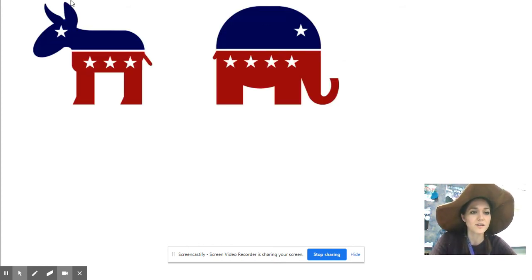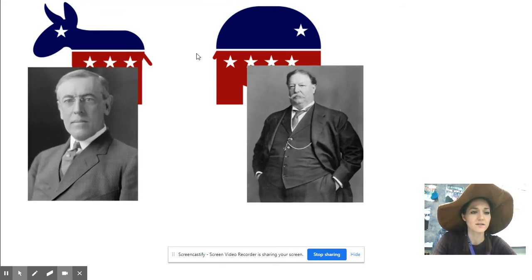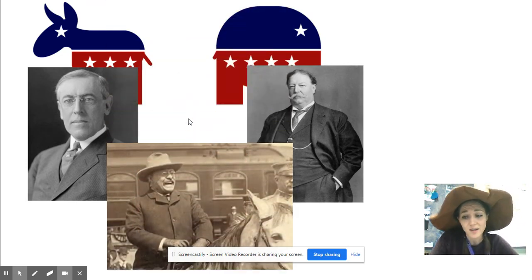The only problem was our two main political parties had already chosen their candidates. The Democrats went with Woodrow Wilson. The Republicans went with William Howard Taft. So they had already chosen their candidates. It was already locked in and final. And they're like, sorry, Teddy, we can't take you as our official candidate. That didn't stop Teddy Roosevelt. He decided to create his very own political party, a third party called the Progressives.